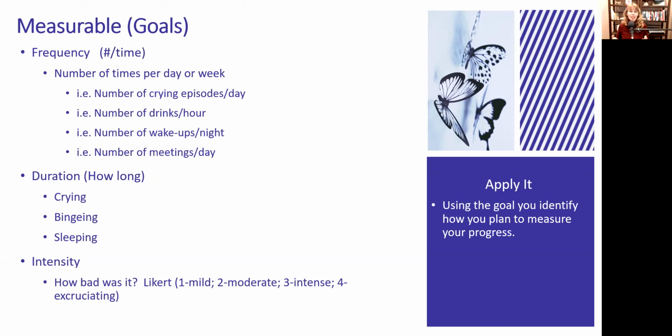And finally, you can measure goals in terms of intensity. How bad was it? How bad was your depression on a scale of 1 to 5? Or how happy were you on a scale of 1 to 5? How intense was your anger on a scale of 1 to 5? You want to give yourself something to measure by. That way you can see gradual improvements in whatever behavior you're trying to change.